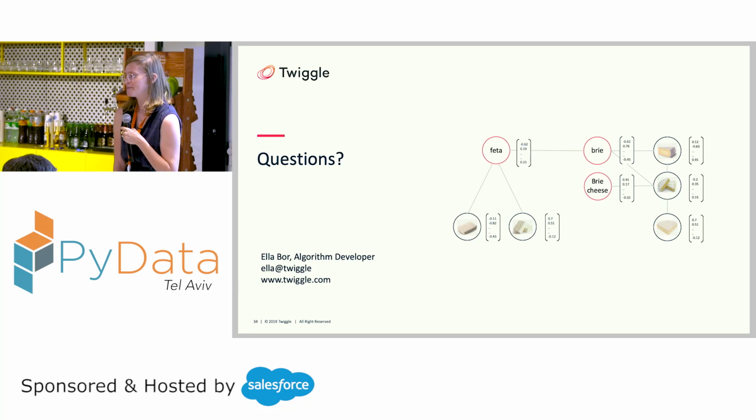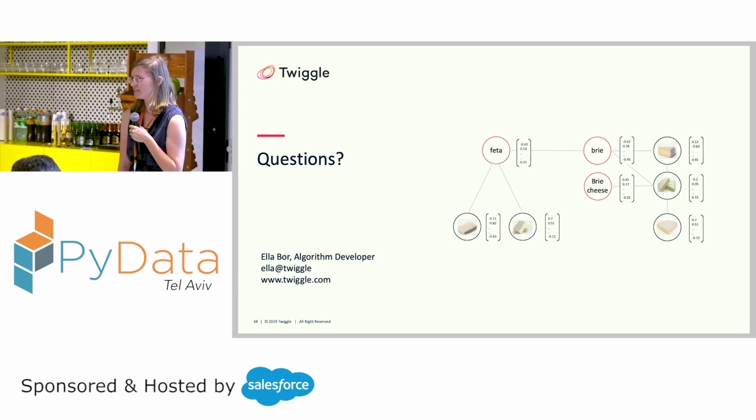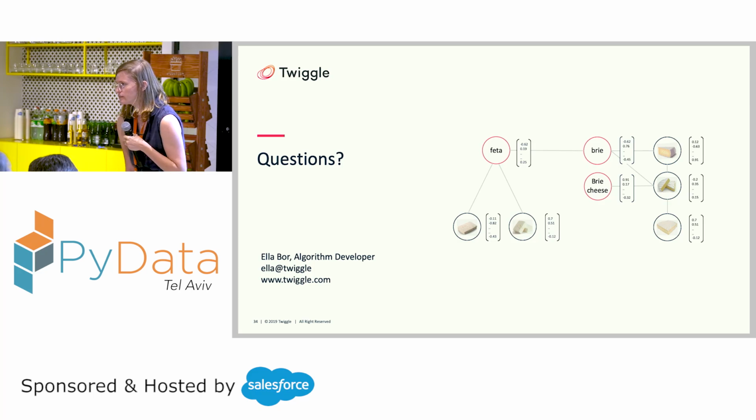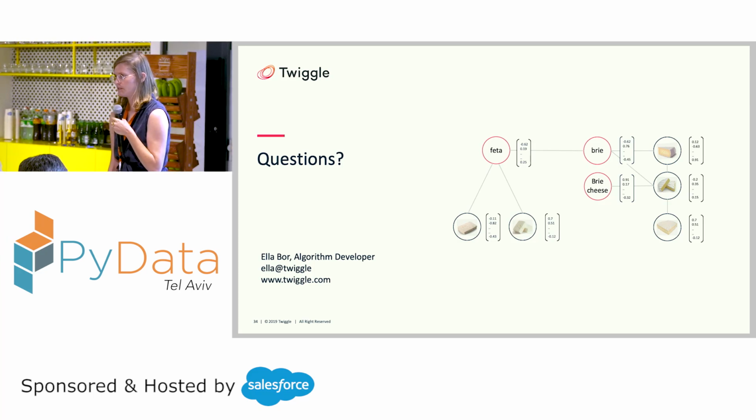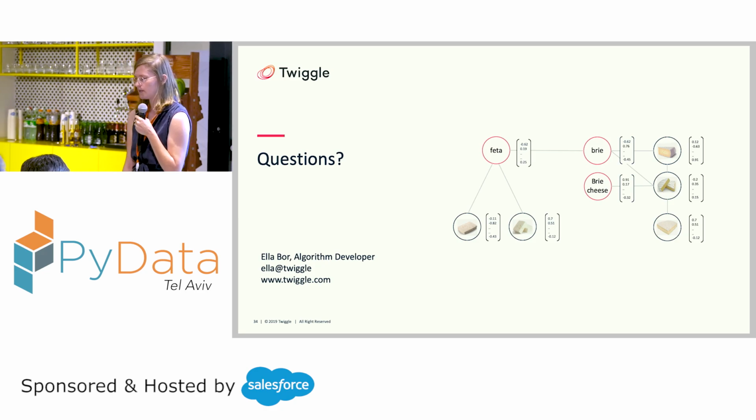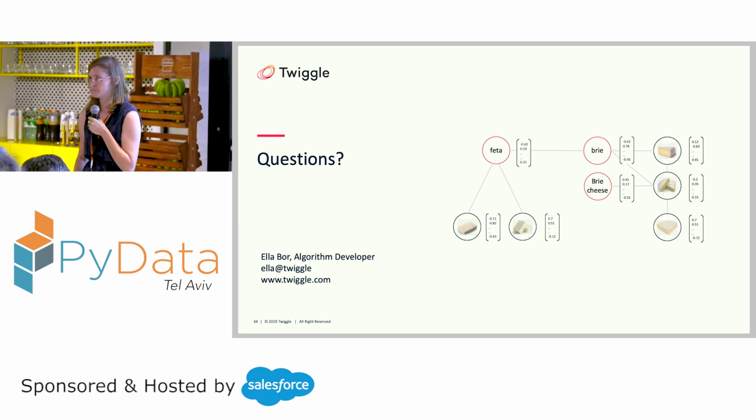The data was imbalanced? Sorry? The data was imbalanced or balanced? In terms of classification, zero, one. In terms of which type it belongs.